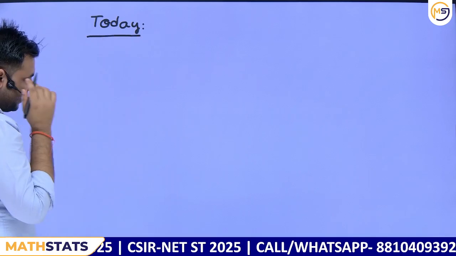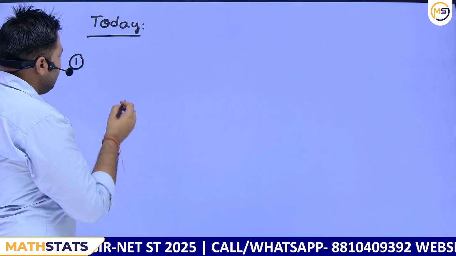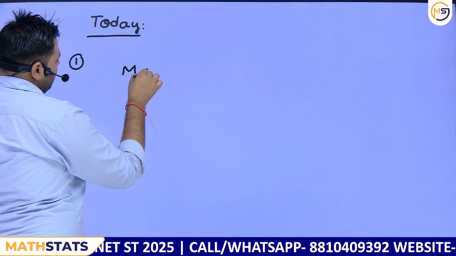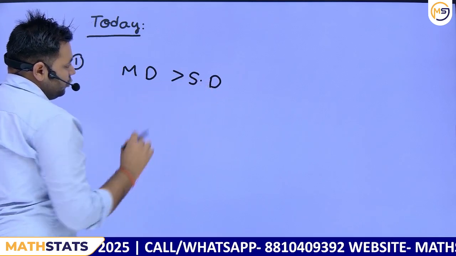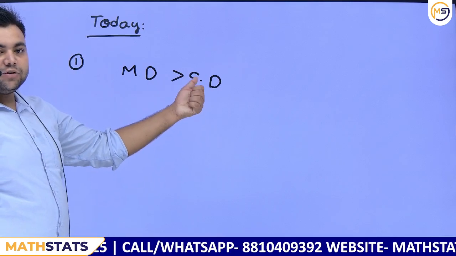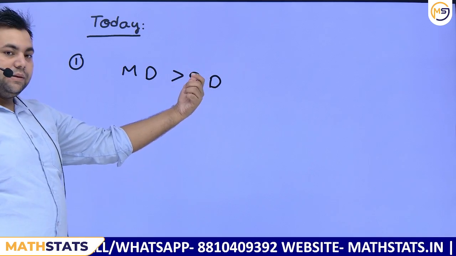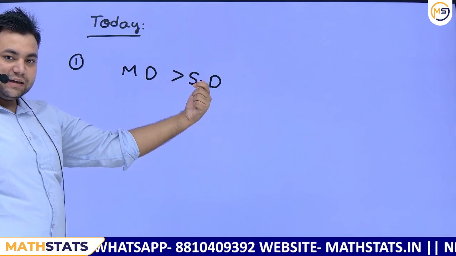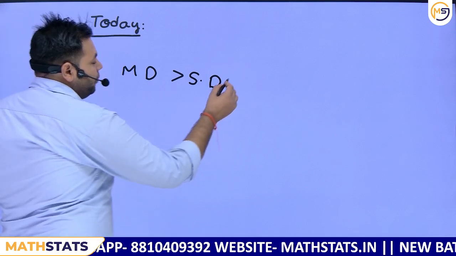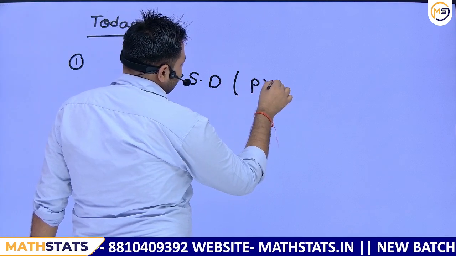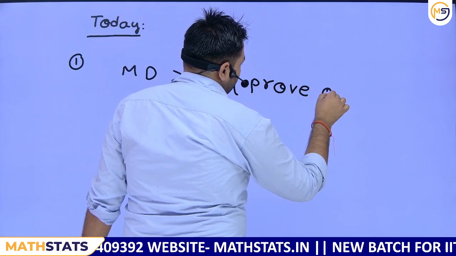So first thing, I am writing in the statistics class this quantity: MD is greater than SD. So this is a prove or disprove thing. I am asking whether this is correct or wrong. So you prove or disprove this sentence.